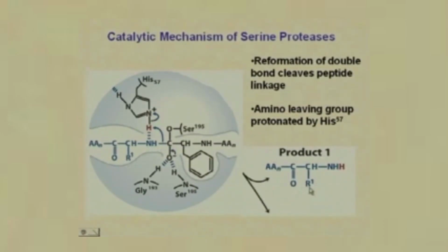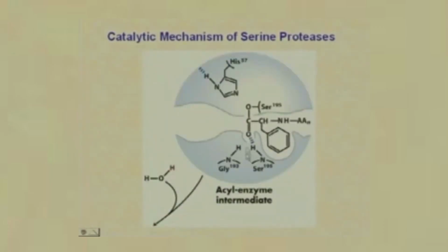So this is the first product formed, right? But what are we still left with? We still have to get serine back to OH, right? If we want chymotrypsin to act again, we have an acyl intermediate now. We have to get this back to OH. So what do we have to do? Our first product has gone, so this part is empty now.